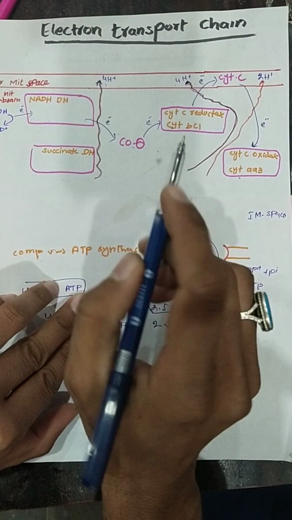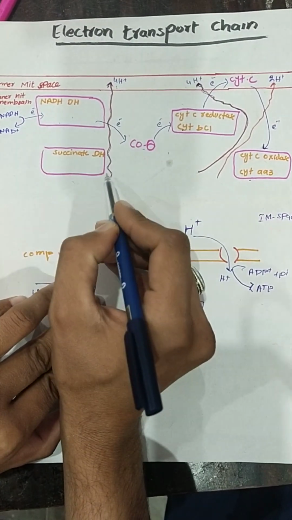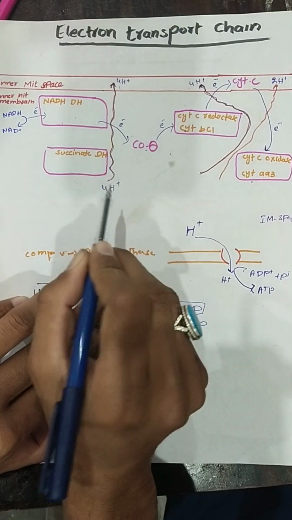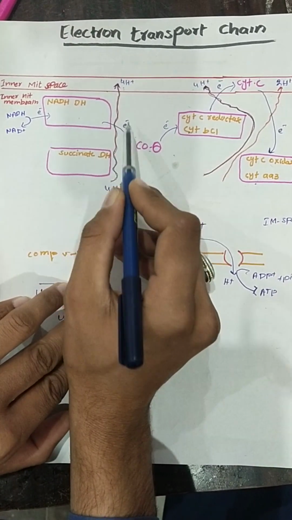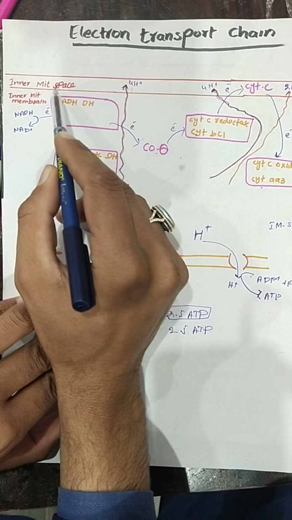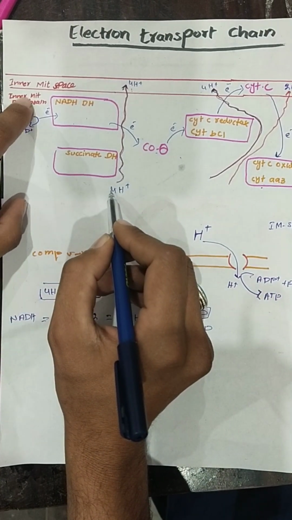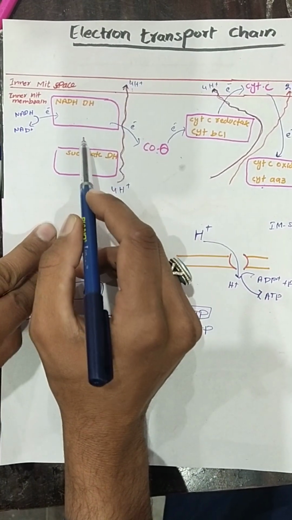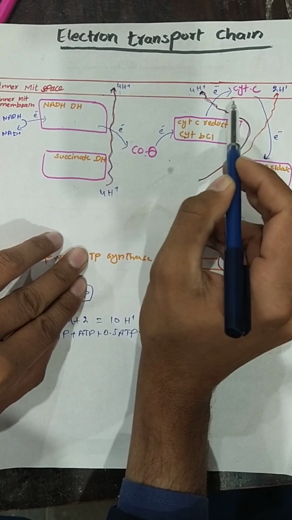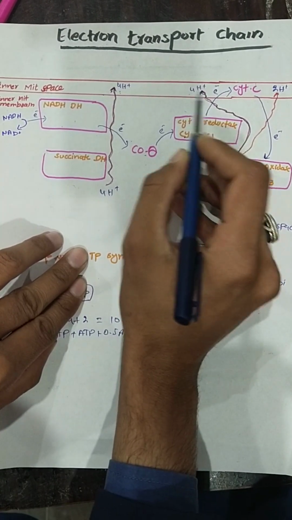Another thing I want to tell you is that when electrons move from complex 1 to coenzyme Q, 4 hydrogen ions are pumped. They are pumped, not diffused, because the electrons carry energy, and this energy is coupled to the pumping of hydrogen ions from the inner mitochondrial membrane into the inner mitochondrial space. So when complex 1 is used, hydrogen ions are transported into the inner mitochondrial space. When complex 3 is used and the electron moves from complex 3 to cytochrome C, 4 more hydrogen ions move from the inner mitochondrial membrane to the inner mitochondrial space.